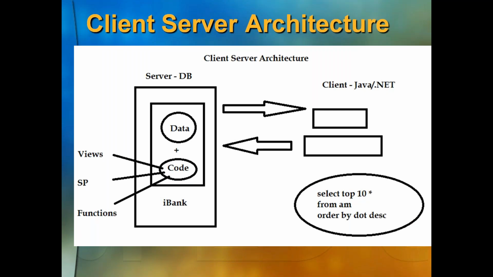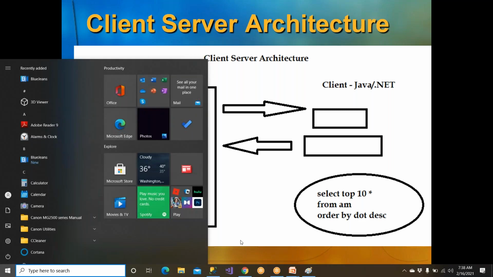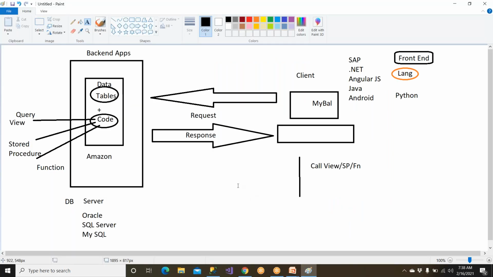What is the answer? Why view? Why stored procedure? Why function? What is the answer? To centralize the code. Why tables? To centralize the data. Why view? To centralize the code. Why function? To centralize the code. Why stored procedure? To centralize the code. Clear? Now, the beauty I will tell you.